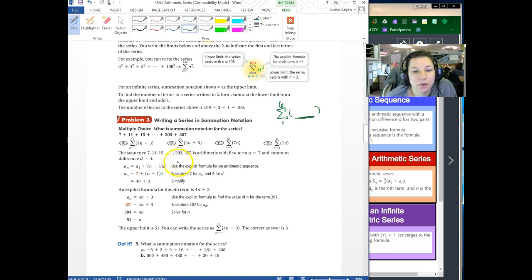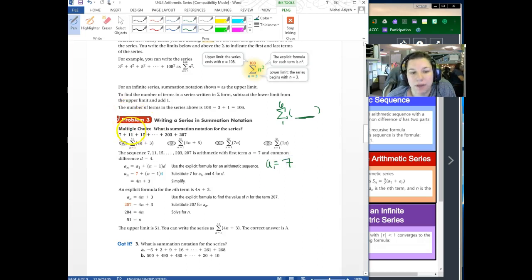Okay, so they want to know what's the summation notation for this series. 7 plus 11 plus 15 plus, and continuing up to 203 and then 207. So what information can we get from this right away? We know that A1 is 7.